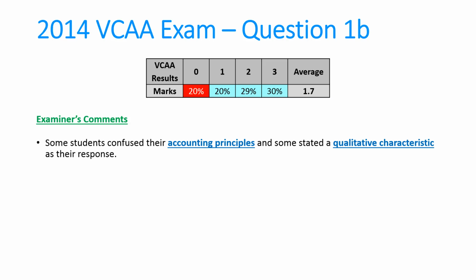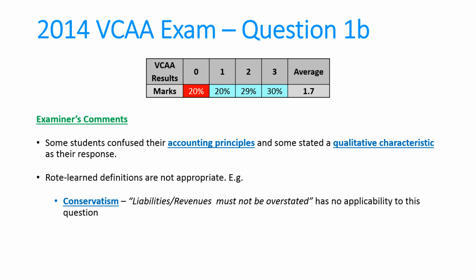Looking at the examiner's comments, some important info to look at here. Don't get your accounting principles and qualitative characteristics mixed up. So probably the most common qualitative characteristic that people may have used would have been relevance, which is applicable here, but the question did ask for an accounting principle. And most importantly, rote-learned definitions.